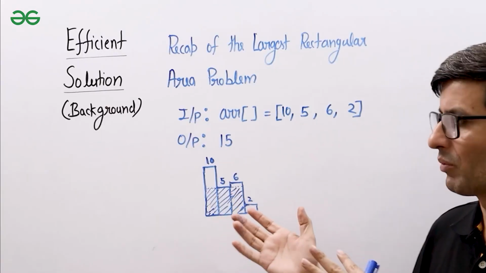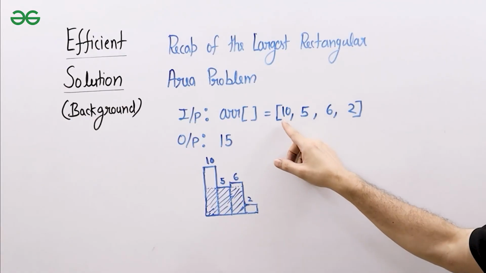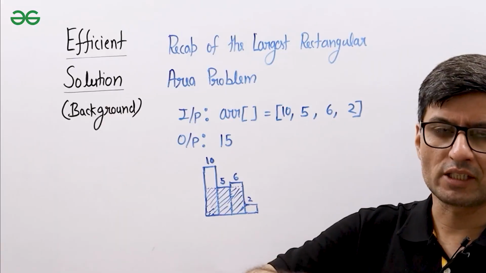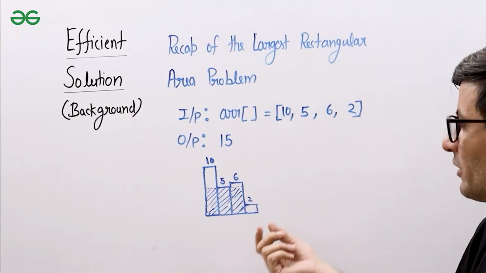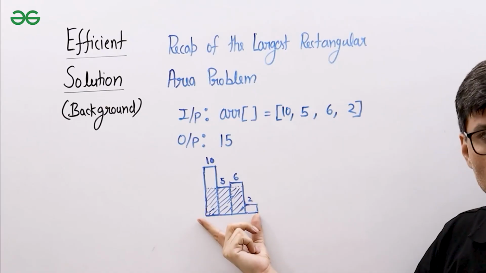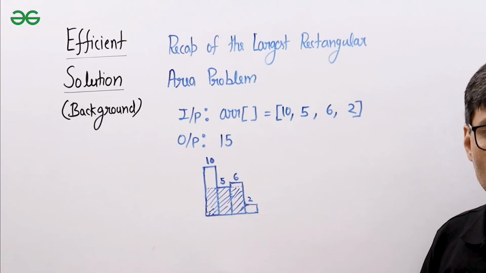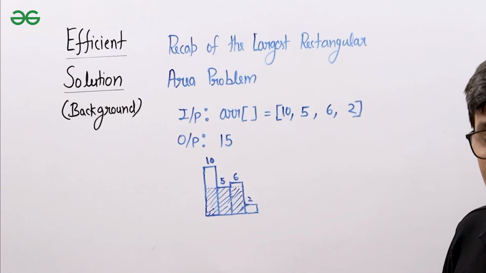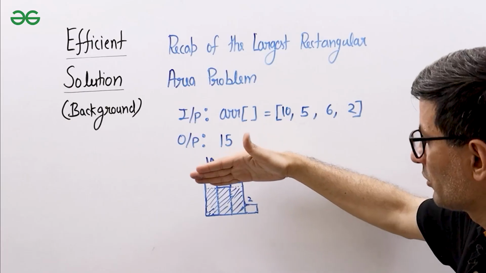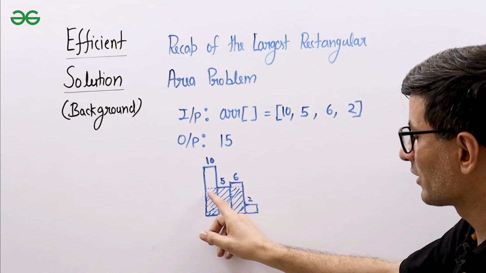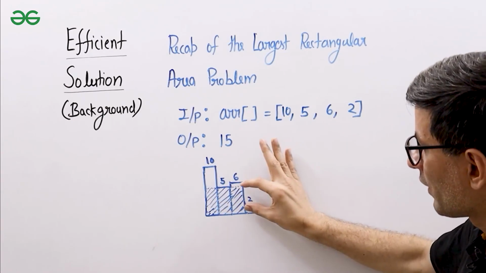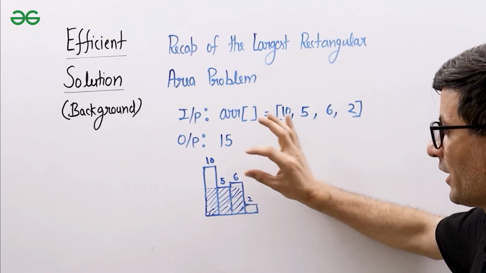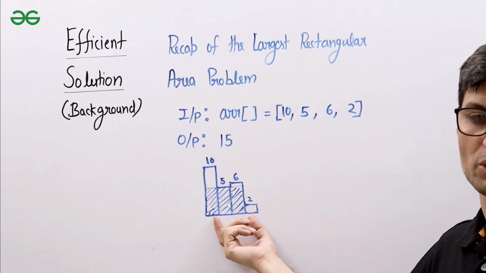So in that problem, we were given an array like this, 10, 5, 6, 2, where every value inside this array represents the height of a bar in a histogram. So this array actually represents this histogram, 10, then 5, then 6, and then 2. We need to find out the largest rectangular area inside this histogram. If you look at this histogram, you can notice that the largest area is this one, and the area is 5 into 3. We consider the width of every bar as 1, and we simply take the heights and multiply them by the number of bars.